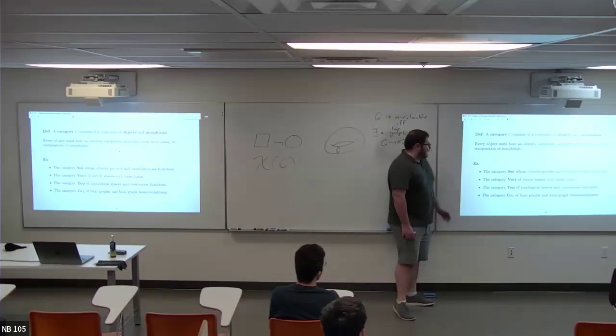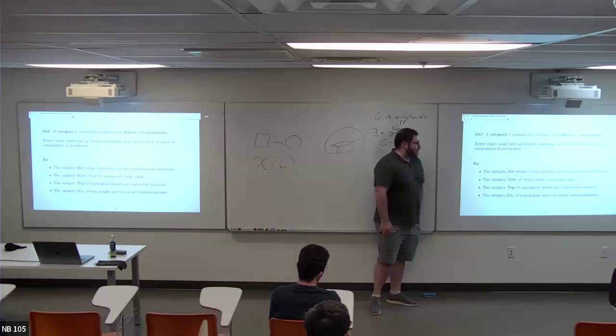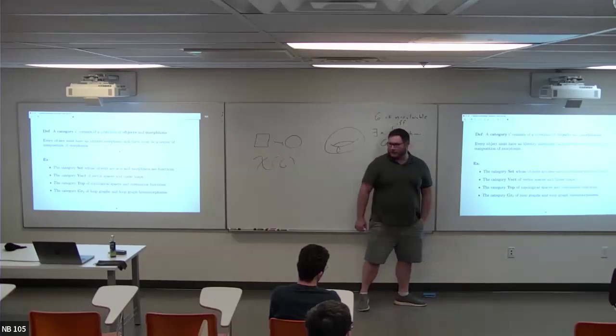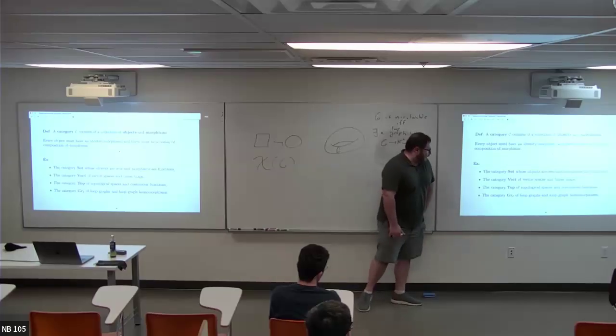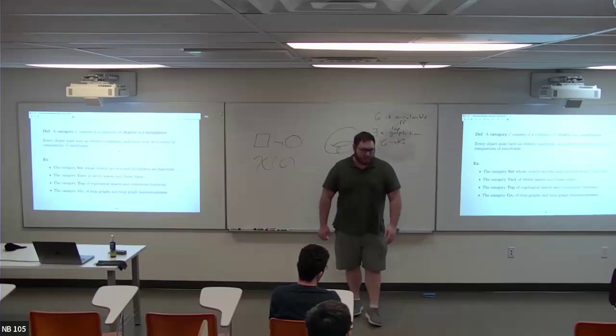So here are some examples. The category Set, whose objects are sets and morphisms are functions. Vector spaces and linear maps between them. Topological spaces and continuous functions. And the category GRL of loop graphs and loop graph homomorphisms.